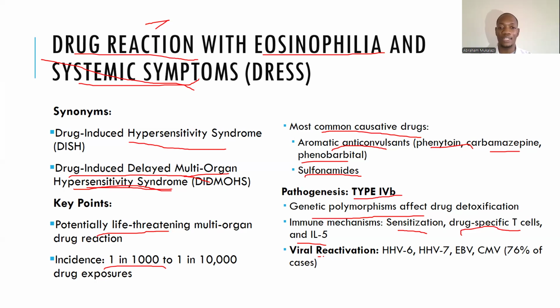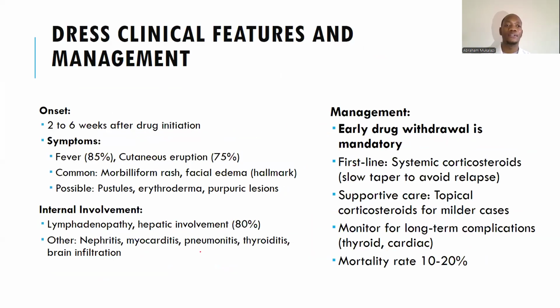So it has also been associated with viral reactivation, especially human herpes virus 6-7, EBV, and CMV. In up to even 76% of the cases, there's a history of viral reactivation. So when we proceed down, how will it present? Now, since in this case you need sensitization, then immune activation, it will take a little bit longer since it is a delayed type hypersensitivity reaction. This simply means that when you give your drug, the reaction will not be immediate. So it will occur between 2 to 6 weeks after you've initiated your drug.